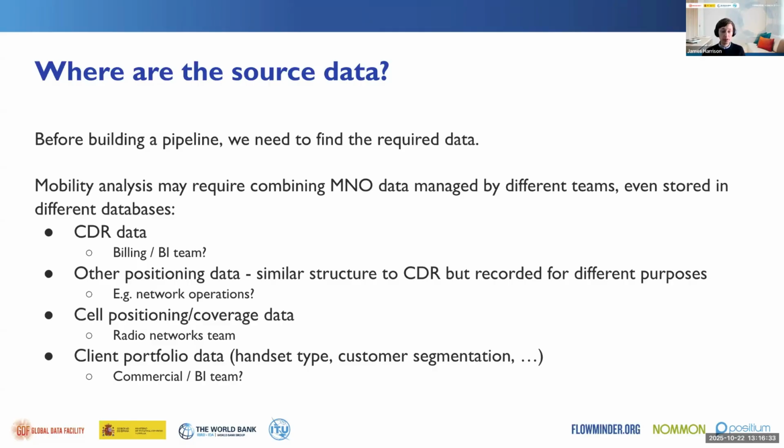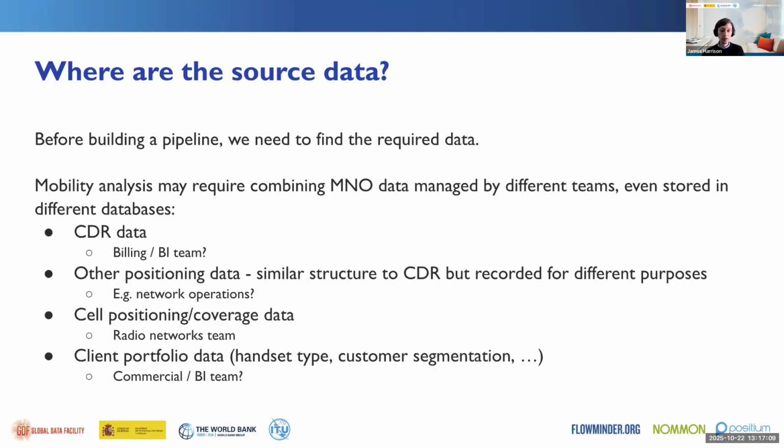There might be other teams involved here as well. The other half of the equation that we'll need is the cell positioning and coverage data, so that we can actually link active cell IDs appearing in the MPD data to the locations of those. Typically, this would be the radio networks team is responsible for these, and they may well be stored separately, updated separately from the CDR data. So there are potentially different teams that need to be aligned on this.